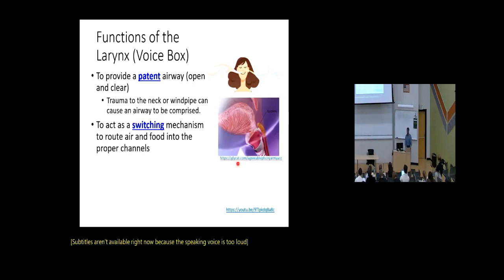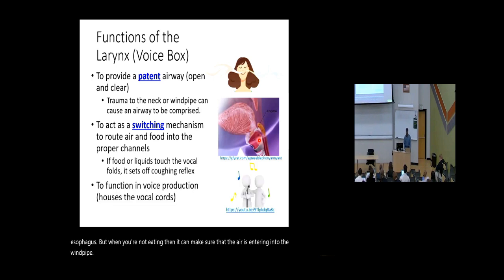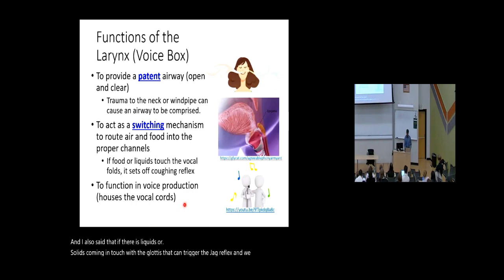A second function is the switching mechanism, which I mentioned previously. So this shows you how the epiglottis is going to bend over the glottis and ensure that food can enter the esophagus, but when you're not eating, then it can make sure that the air is entering into the windpipe. And I also said that if there is liquids or solids coming in touch with the glottis, that can trigger the gag reflex. And we also find that the vocal cords, which are found on either side of the glottis, can help in sound production as well, right?